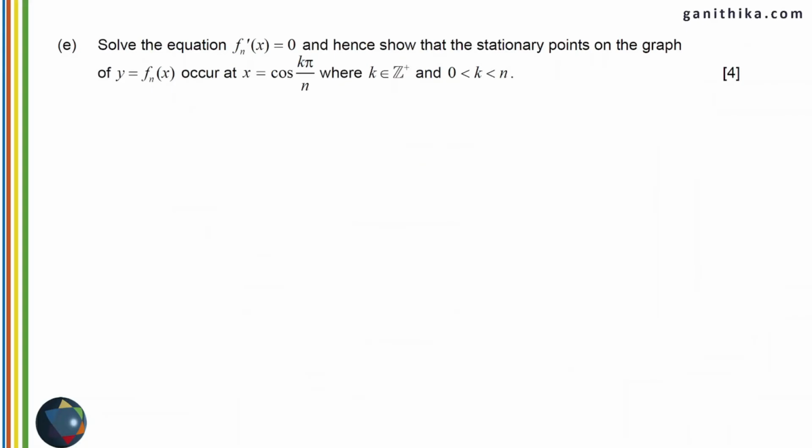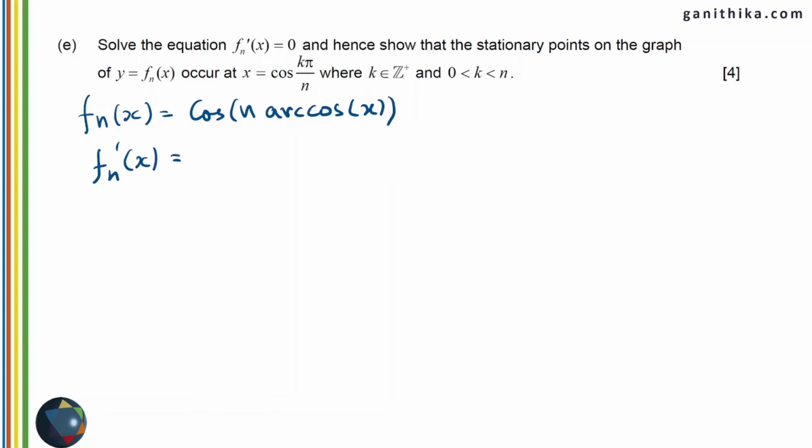Now for question E. It's asking you to solve the equation of the derivative equal to 0, which means you can have an idea that we are going to find the stationary points in this graph. So first of all, let's find what is the derivative of this function fn of x, cos(n arccos x). So pause the video here, find the derivative of this and come back to the video.